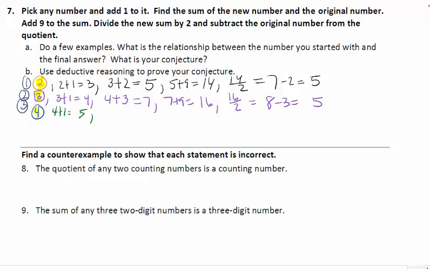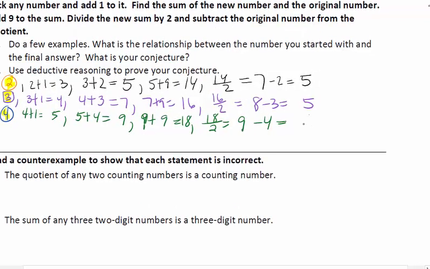Find the sum of that new number, which is 5, with the original number, which is 4. That sum gives me 9. We are going to add 9 to that, which gives me 18. We are going to divide that sum by 2, which gives me 9, and we are going to subtract the original number, which I have highlighted, which is 4.